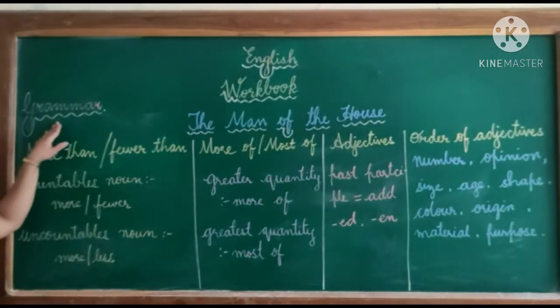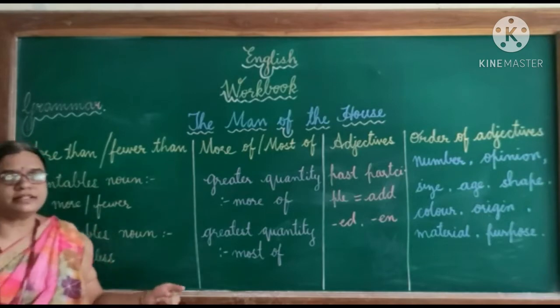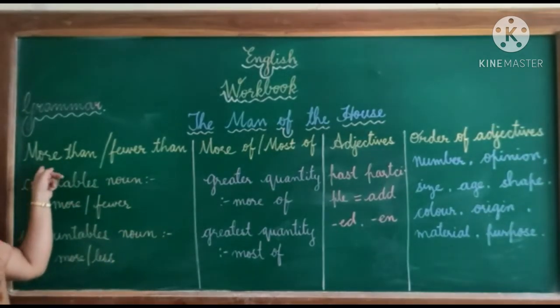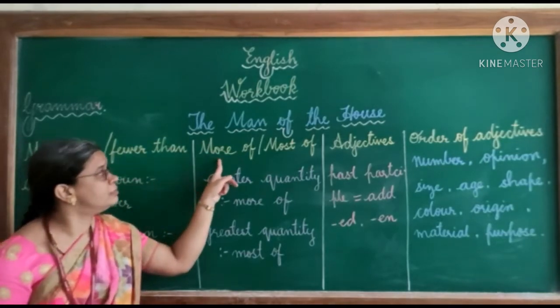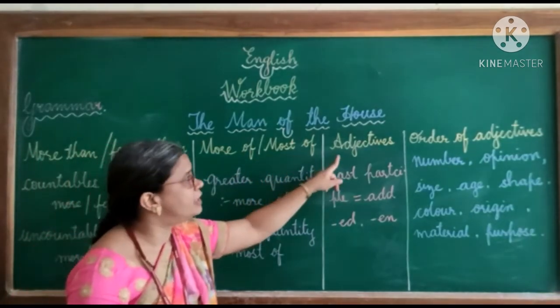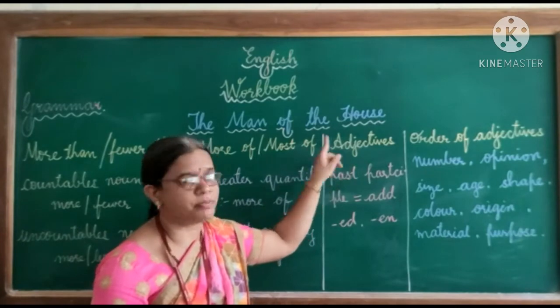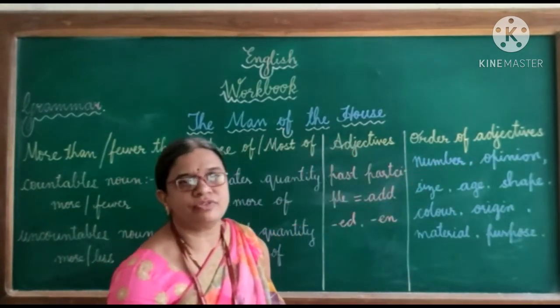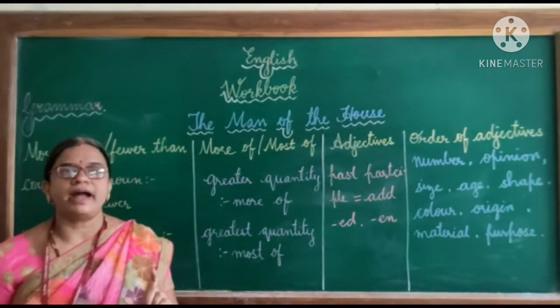Now we will see the grammar part of the lesson. In this lesson we are going to learn 5 grammar parts. First one is more than, fewer than, next more of and most of, next adjectives used as participle, then order of adjectives, and the last one is the phrase and clause.